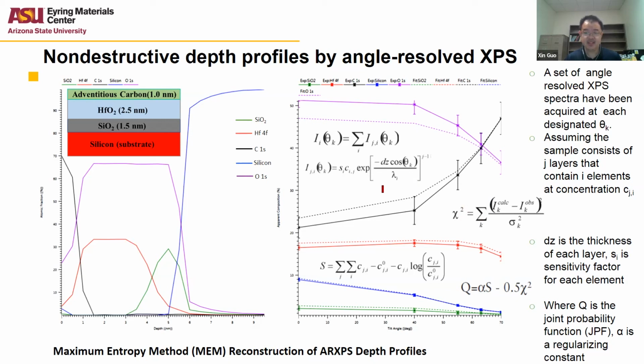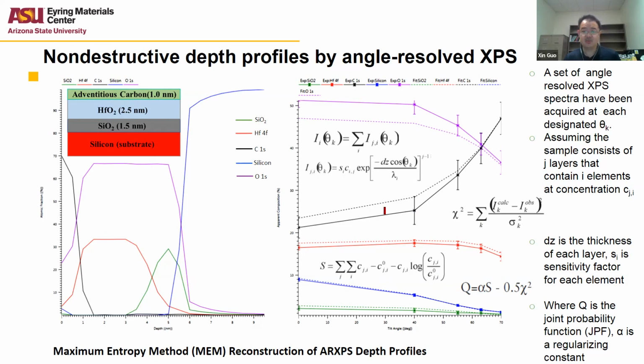And here are some results. This is a multi-layer structure with a configuration like this. As we can observe, the intensity of hafnium 4f as a function of tilt angle, and the intensity of silicon 2p from the oxide and silicon 2p from the substrate, are all in very good agreement with the measured angle-resolved XPS spectrum.